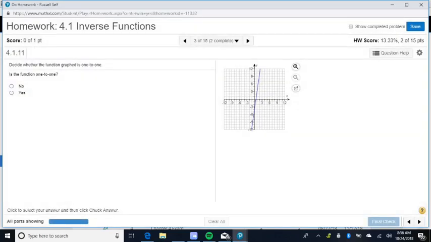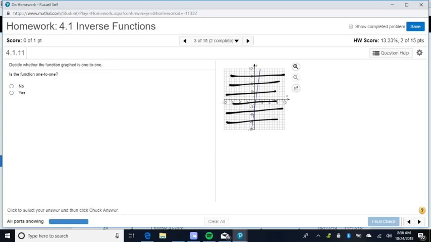Okay, this time they're going to give us a graph, and they want to know, is it a function and is it one-to-one? Now they don't ask you, is it a function, but it has to be in order to be able to be one-to-one function. So before we decide that it's one-to-one, always make sure it's first a function. And if you look at this, you can draw vertical lines all day long. You're never going to hit it more than one time. So yes, indeed, this thing is a function. So now what we'll do is we'll use the horizontal line test to see if it's one-to-one.